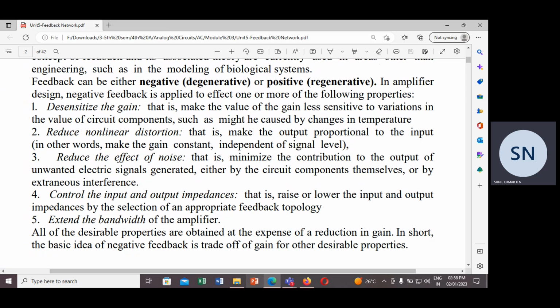Infinite bandwidth, slew rate, power supply rejection ratio, CMR, common mode rejection ratio.